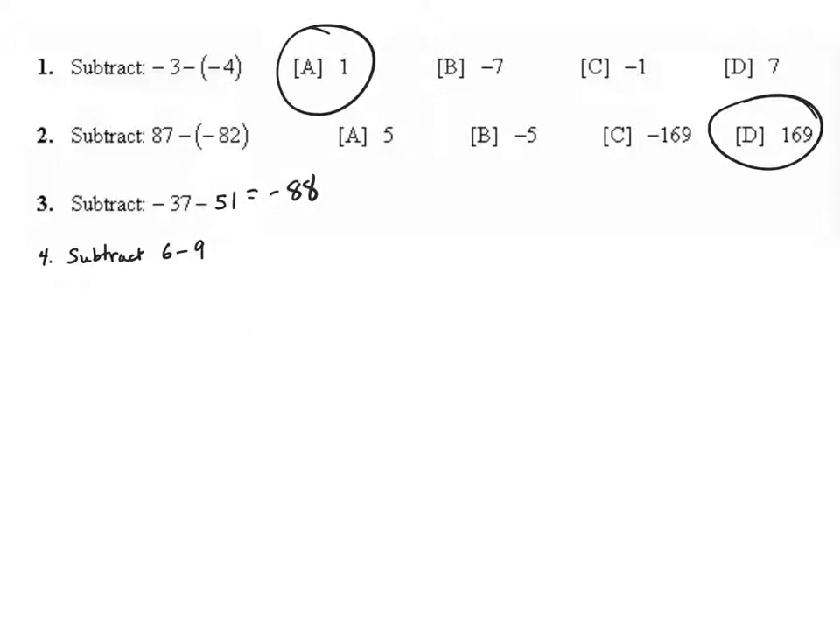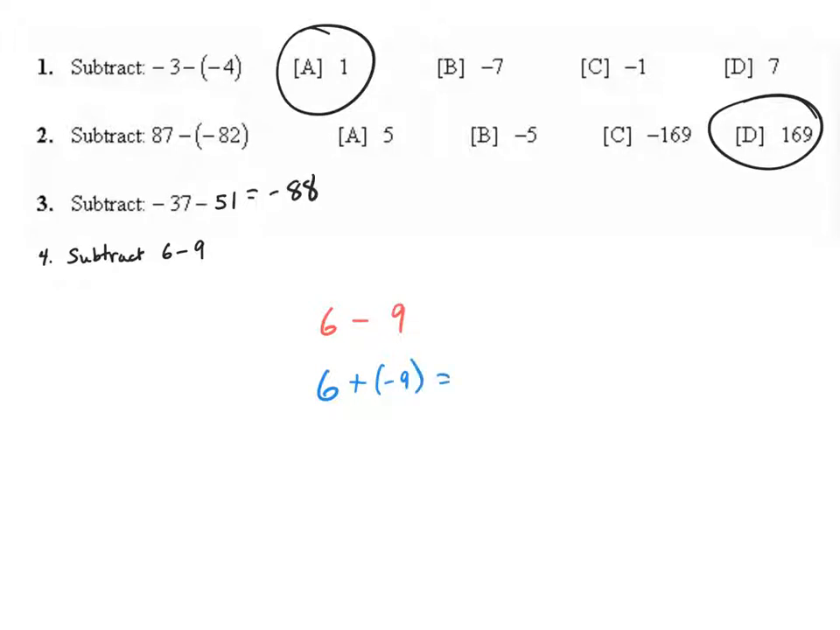And our last example, subtract 6 minus 9. Now it might be very tempting for you to think of this as 3. Remember that subtraction is not commutative. The order matters. 9 minus 6 is 3, but 6 minus 9 is not 3. So again, 6 minus 9, I'm going to take my original number, 6, and I'm going to change this from a subtraction problem to an addition problem, but I need to add the opposite. The opposite of 9 is negative 9.